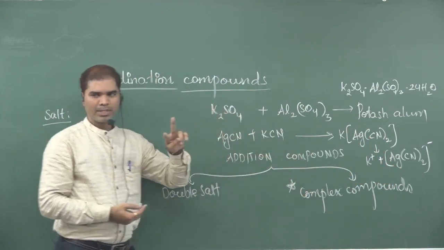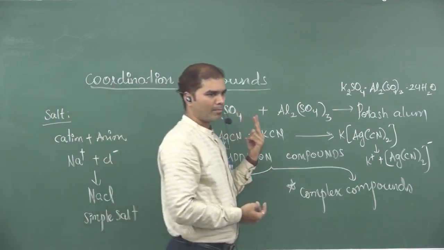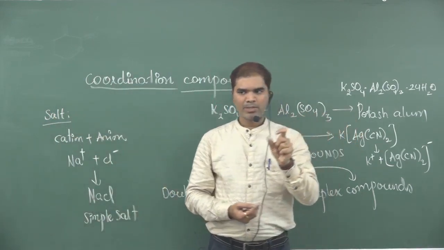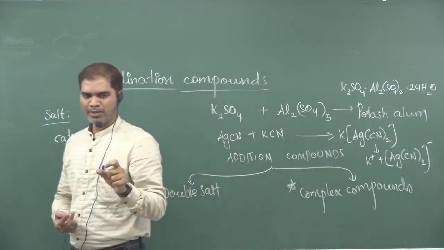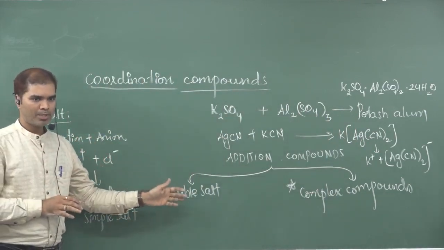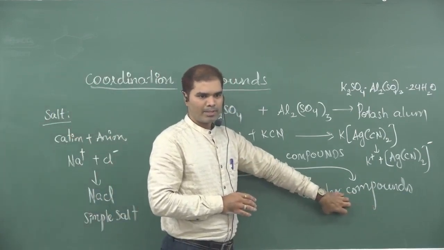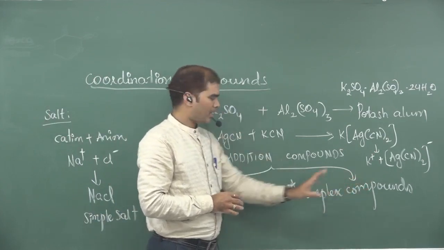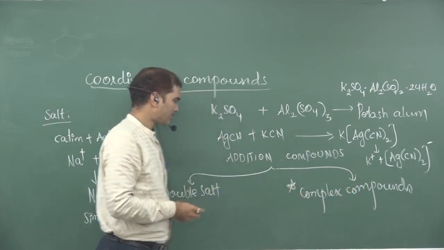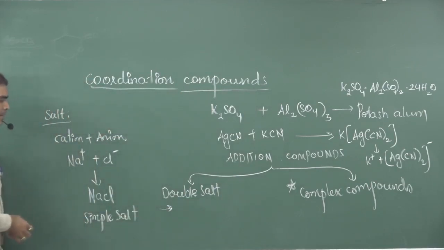So two simple salts I take, I dissolve into water, I then evaporate the solvent completely. Then if I redissolve the addition compound and get all the constituent ions, you call it a double salt. But if you are not getting all the constituent ions, you call it a complex compound. Write down the definitions for these two. Wherever necessary, I'll dictate all these definitions.